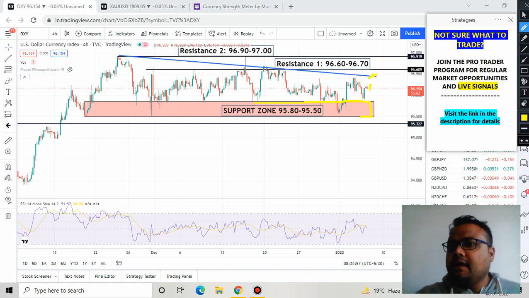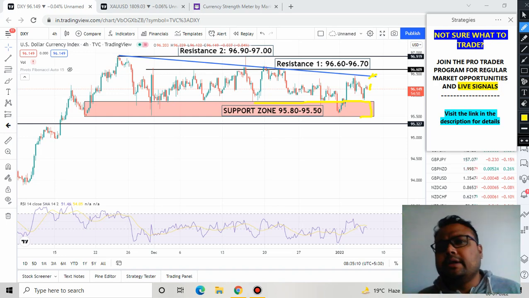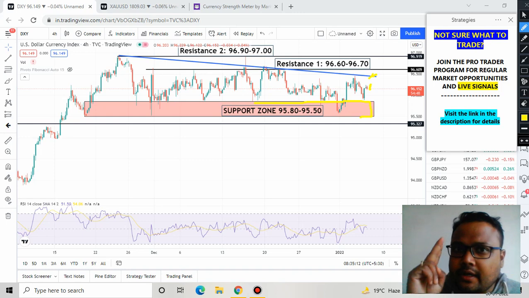Similarly, if DXY bounces from the support zone, then there is a possibility of gold going down. Clear? So keep your eyes on the DXY as well. Right now it is in the middle, no need to do anything. When there is some good movement on DXY, then watch DXY carefully.